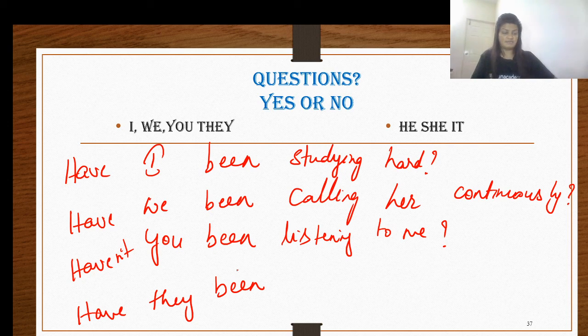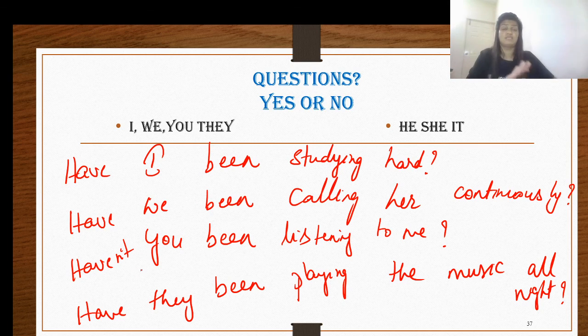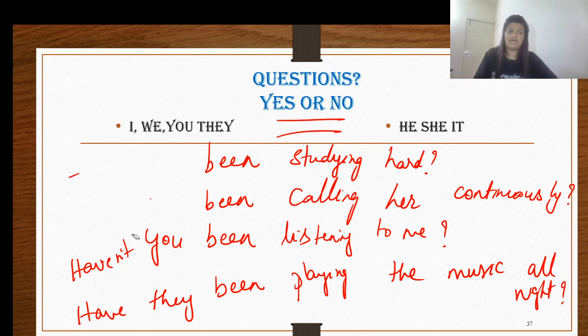Next is, have they been playing the music all night? Because I was not able to sleep properly at all. Have they been playing the music all night? Because I did not sleep well at all. That's how you frame the yes or no questions, with subjects I, we, and you, and haven't you.